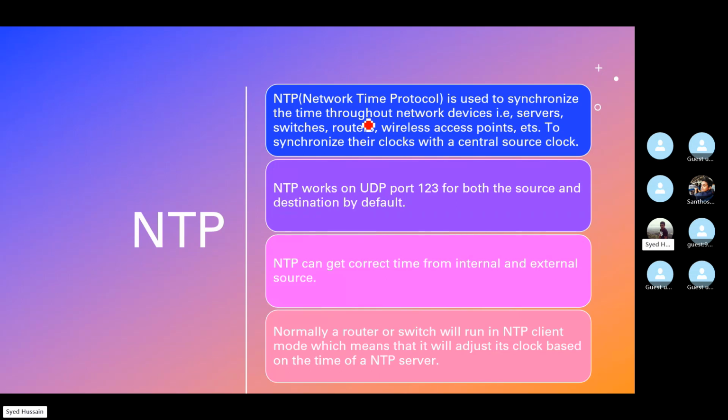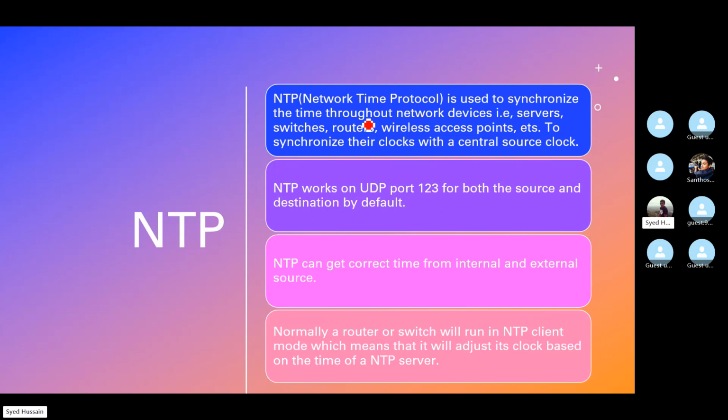So what is the syslog UDP port? It's 514, right? Likewise, here it's 123 for both the source and destination by default. Okay, so NTP can correct time from internal and external sources. It will be corrected from an internal or external source depending on the server.